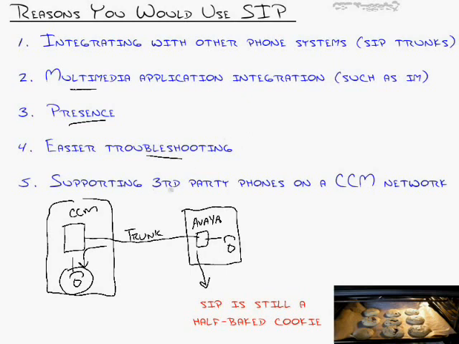And then finally, supporting third-party phones on a Cisco Call Manager network. In Call Manager 6.x, not 4.x, you have the ability to support third-party phones. I could bring an Avaya phone into my Cisco network and let the Cisco Call Manager run it to where it gets its dial tone, its features, everything from Cisco Call Manager.